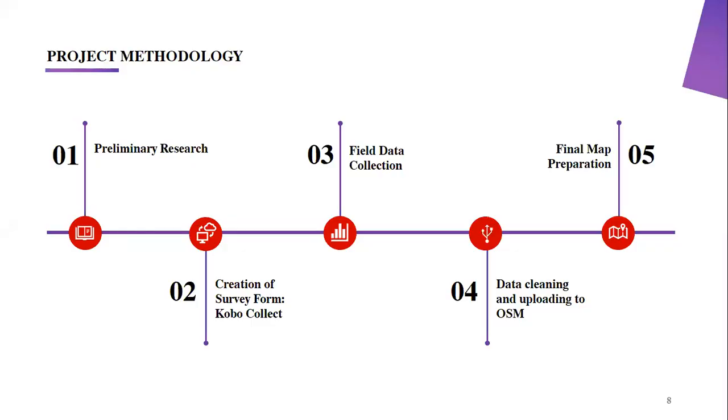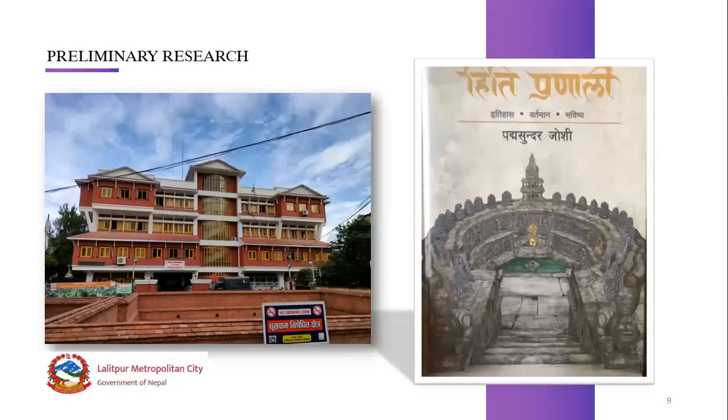While discussing the project methodology, you can see it in the slide as well. We have adopted this methodology. It includes preliminary research, followed by field data collection using the survey form that we created. After collecting the field data, we cleaned the data and uploaded it onto OSM. And after uploading all the data on OSM, the final map was prepared. I will describe each part of this methodology individually. So let us begin with the preliminary research.